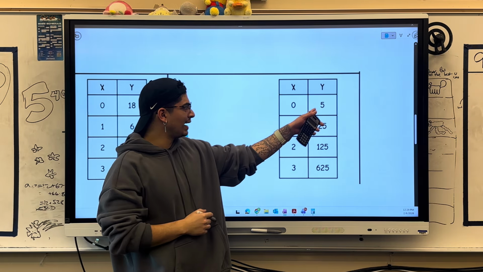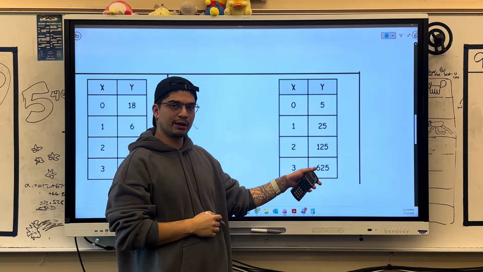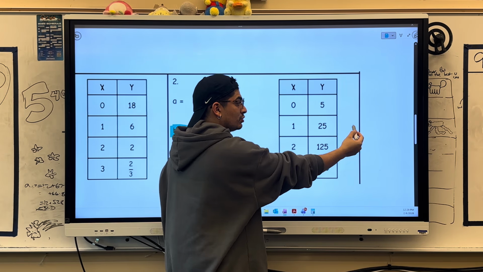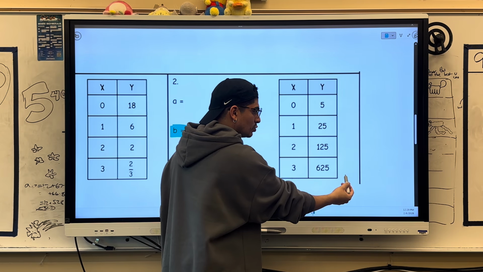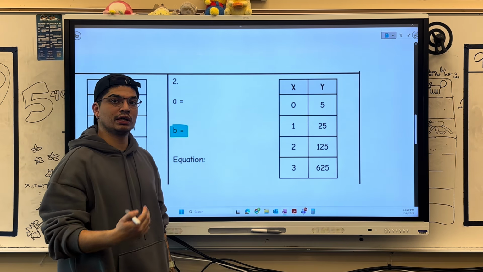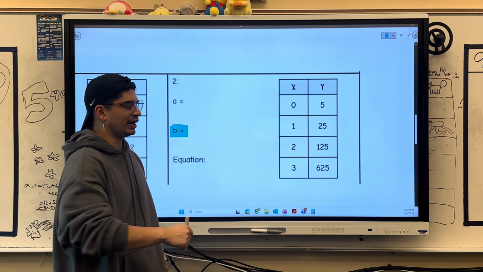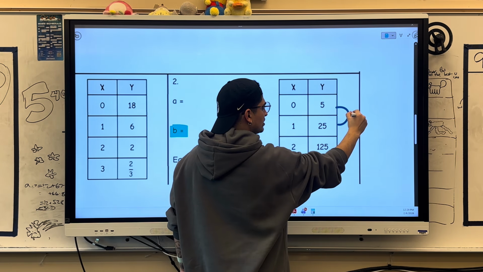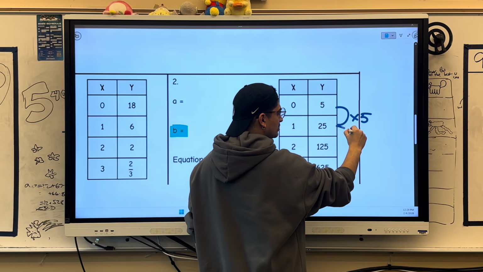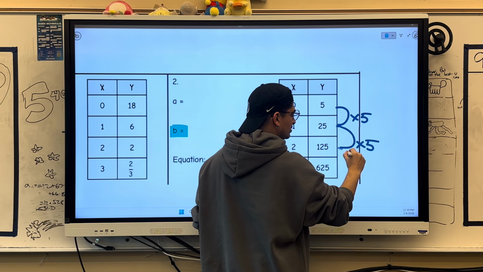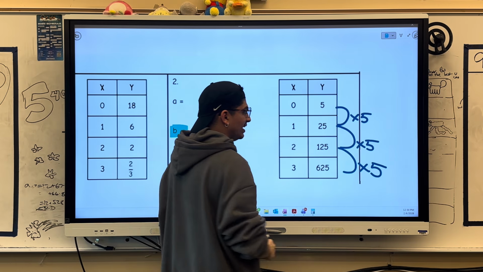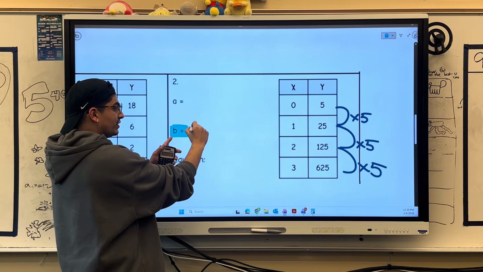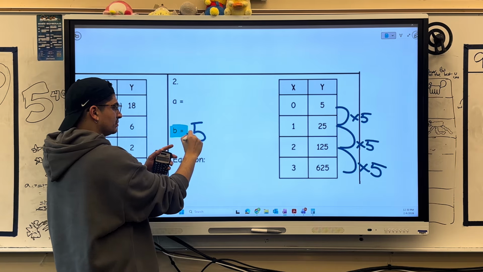So when I'm looking at my outputs, do you notice the pattern that's happening? I have a pattern that is going from 5 to 25, 25 to 125, 125 to 625. It's a consistent pattern that's being multiplied each time, or my common ratio of times 5, times 5, times 5, right? So in this one, I can see right now, my common ratio is times 5.